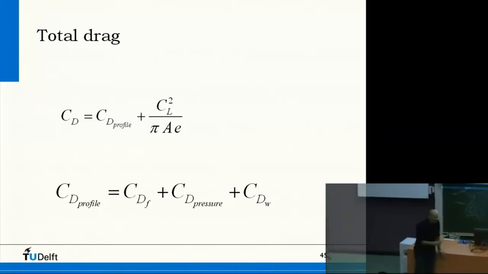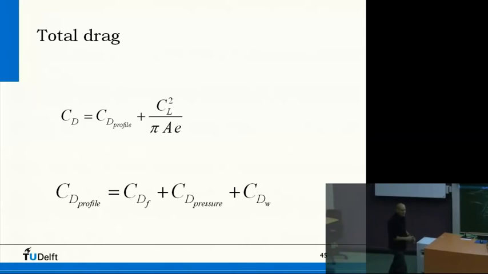This wave drag is coming from shock waves. If you have a shock wave, then there is an increase in pressure over the shock wave, and this increase in pressure has a component in the drag direction. So whenever you have a shock, there is a wave drag associated with that. We don't go into that in much detail.